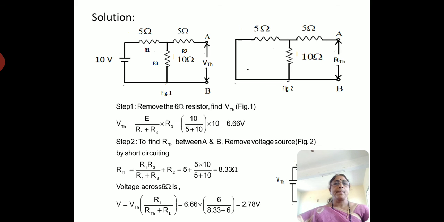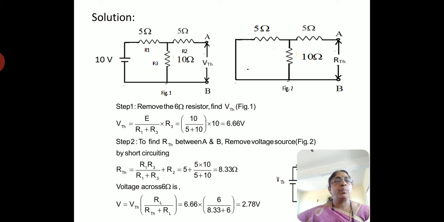Here the first step is to remove the load resistor and find VTH across A and B. Figure 1 shows the removed 6 ohm resistor, and VTH is equal to E into R3 divided by R1 plus R3. Directly substitute the values: 10 divided by 5 plus 10, into 10 volt, and that is equal to 6.66 volt. That is the Thevenin voltage.